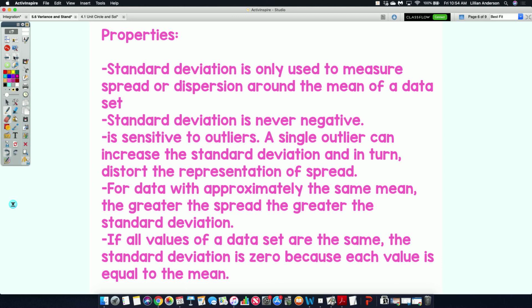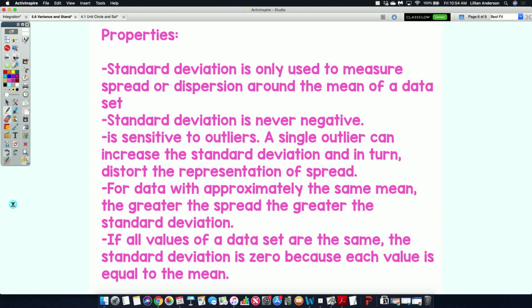Standard deviation is never negative, which means that if you end up getting a negative number when you work it out, you probably did something wrong. Maybe you forgot to square a particular value at a certain point, but it should never be negative. Plus, can you take the square root of a negative number? No. So if you get an error message on your calculator, that lets you know something is wrong. Standard deviation is sensitive to outliers.